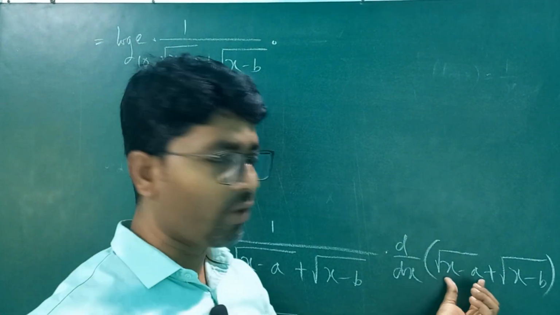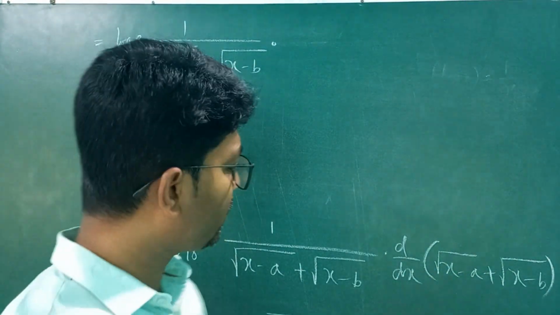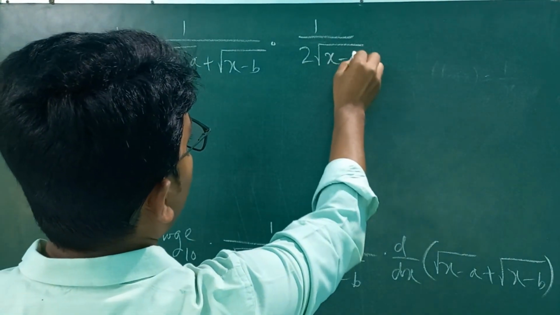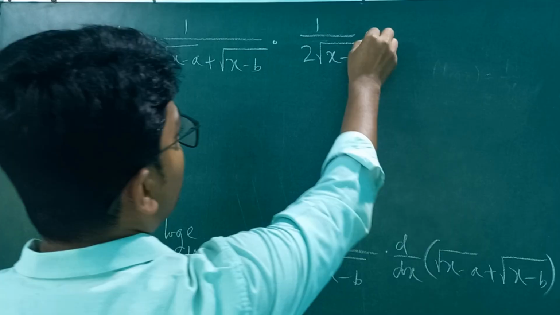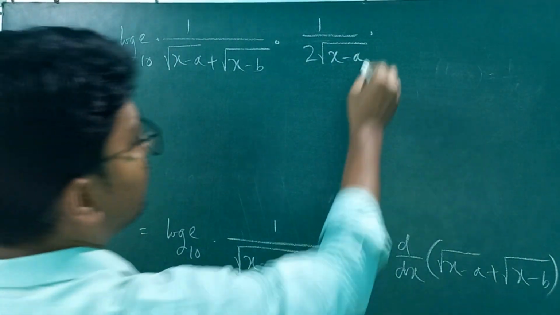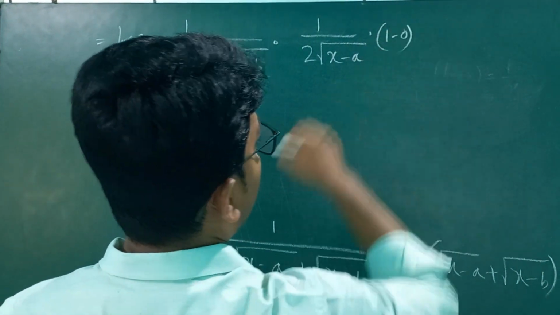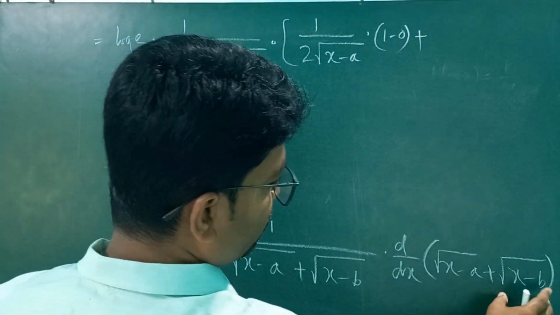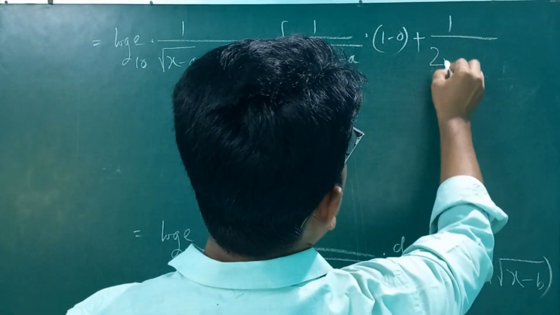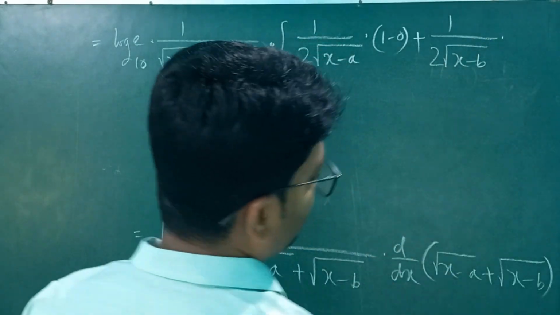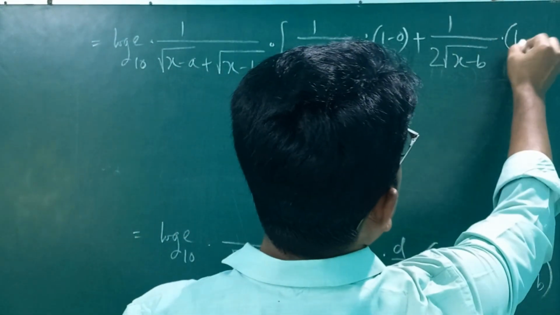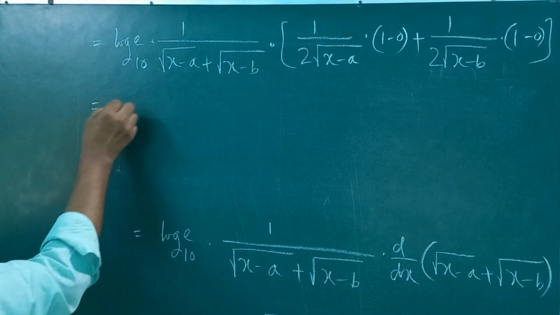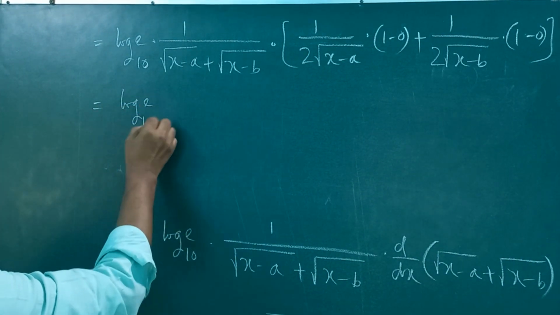Now what is the derivative of root x? The derivative of root x is 1 by 2 root x, into the derivative of x minus a. What is the derivative of x minus a? 1 minus 0. Plus this one also the same, 1 by 2 root x, into the derivative of x minus b, that is 1 minus 0. Times log e base 10.